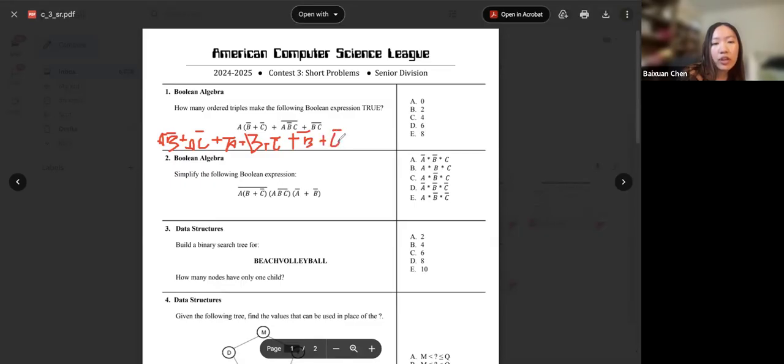And this expression seems very complicated, but it's actually not, because notice how there's a B and a not B. And that just turns into 1, right? Because no matter what value B is, 1 or 0, one of them will be 1. So then all expressions are true. So it'll be 8.